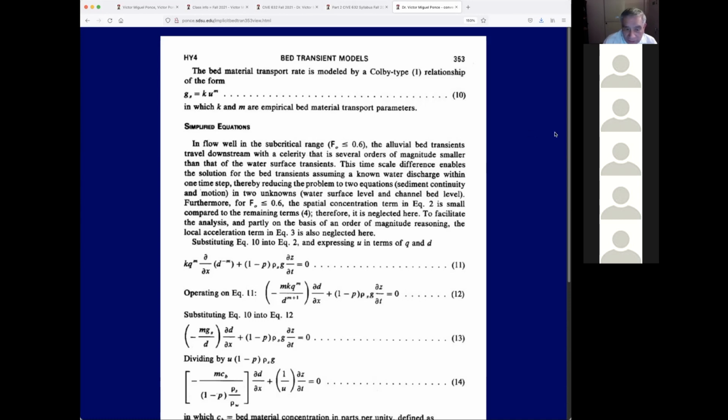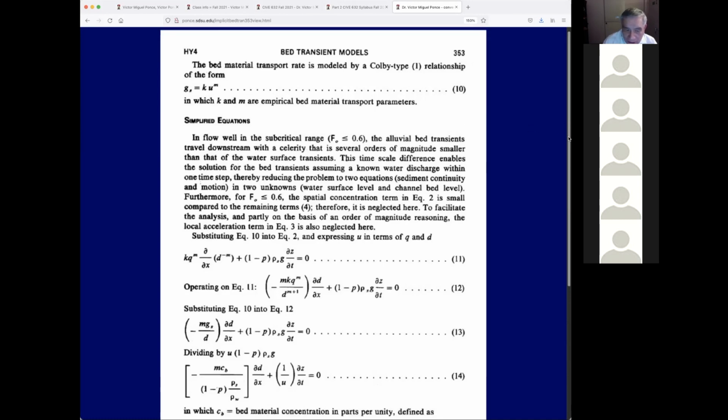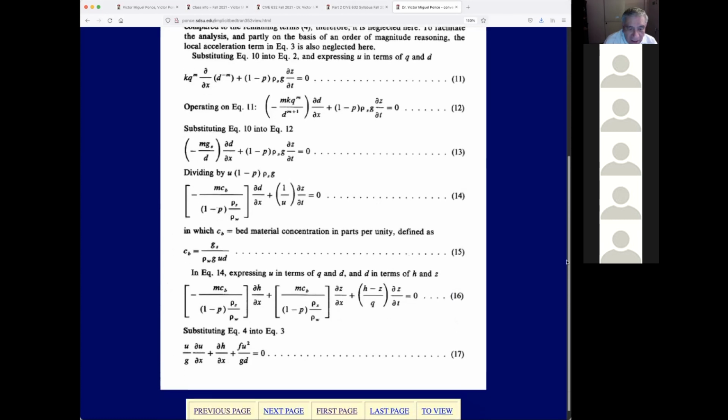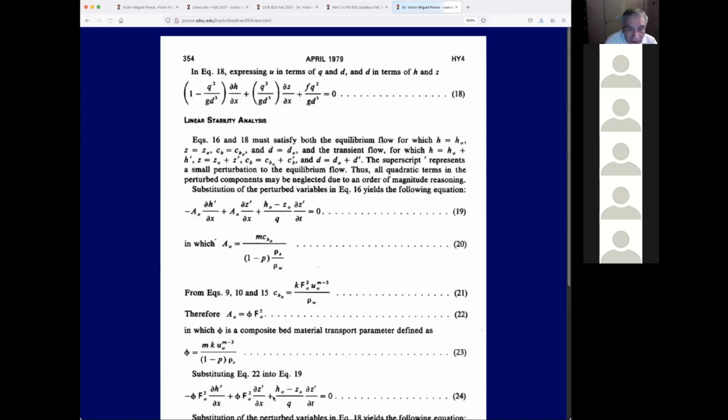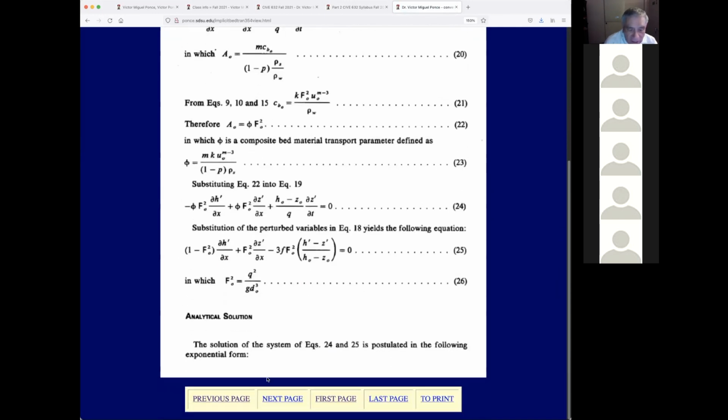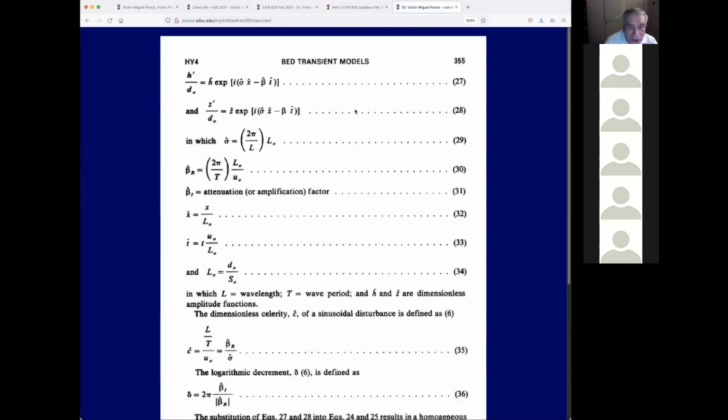Simplified equations. We got the simplified equations in here, and I'm not going to bore you with the math. I mean, this is similar to what we did in the S-curve. If the S-curve was difficult, this one is, so be it, the same. Linear stability analysis, same thing in here, the same equations, analytical solution. You can see these are equations that repeat themselves from what you have already seen, in which sigma is 2 pi over L times L sub O. L sub O is defined as d sub over S sub O.